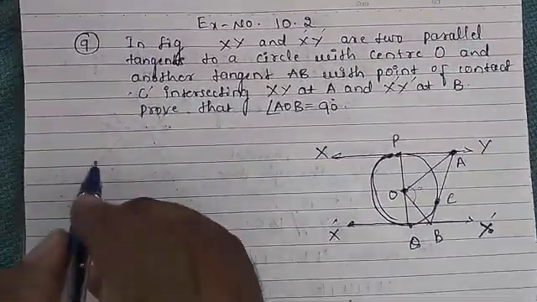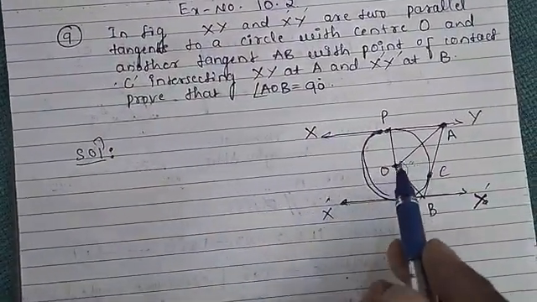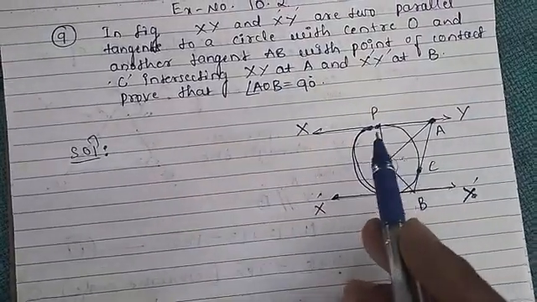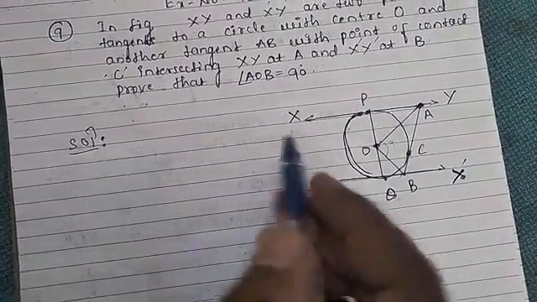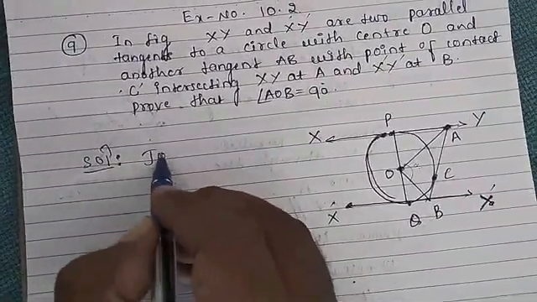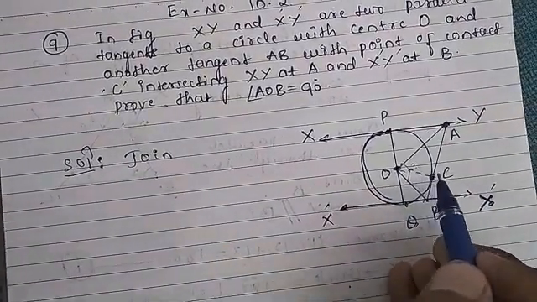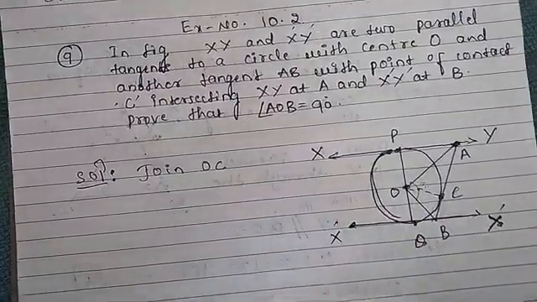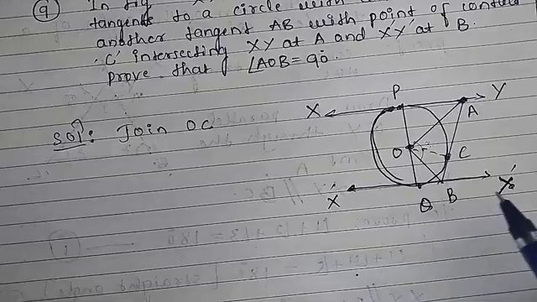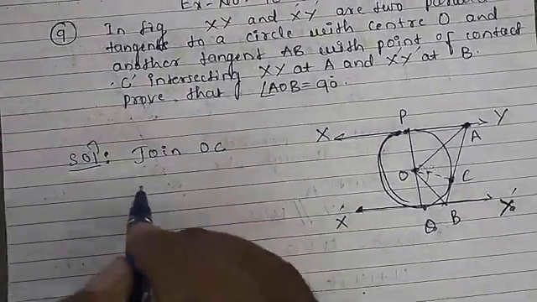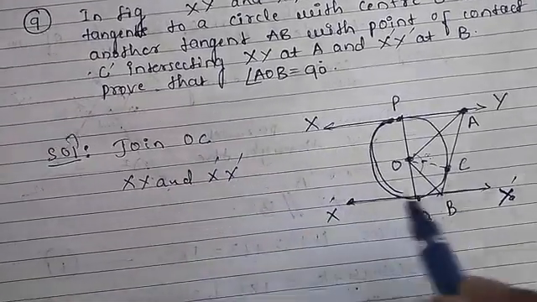See the solution. In the figure, see all the given points. No need to write them, I will do it directly. In the solution, join OC. Do a little bit of construction. Join OC. See the diagram carefully. XY and X'Y' are parallel.